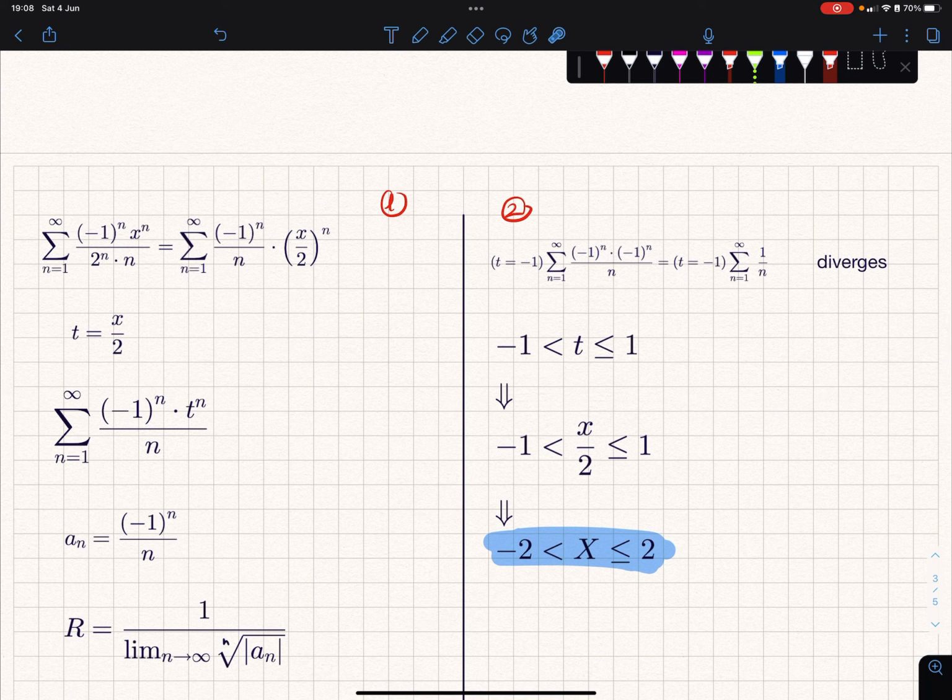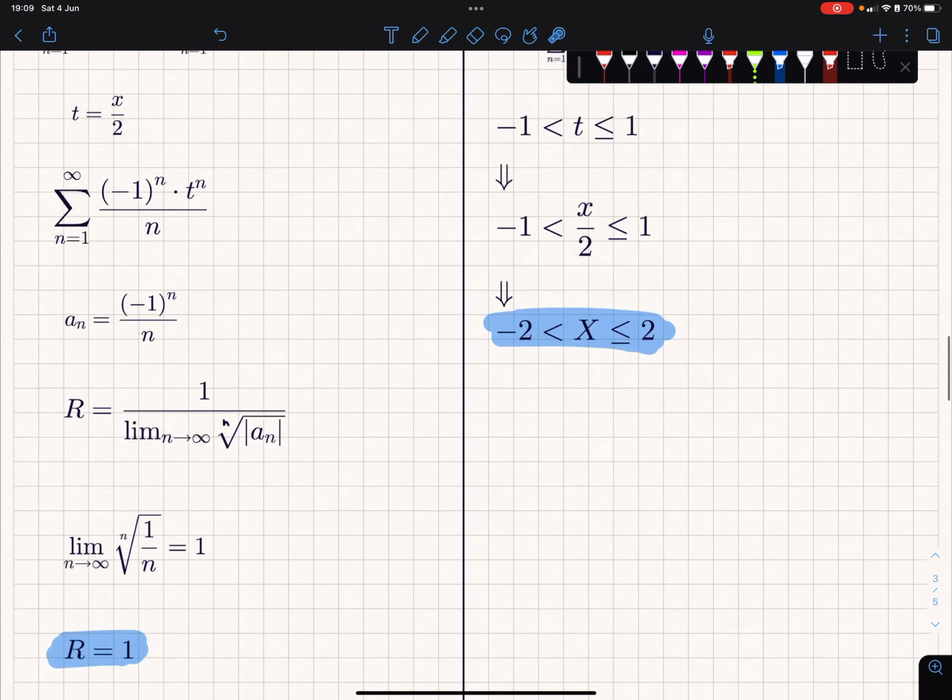And now when we plug in t equals -1, this is going to be the harmonic series, and this is well known as a divergent series. So for t, the area of convergence is from t equal to -1, not included, until t equals 1. And from here we can substitute x divided by 2 instead of t and then isolate x, so we have -2 up to 2.